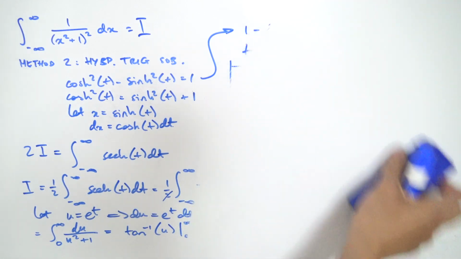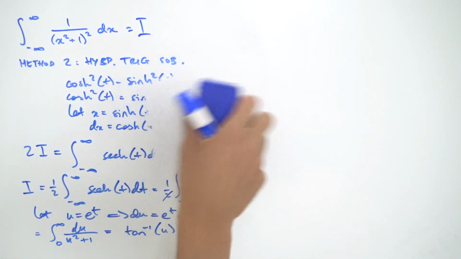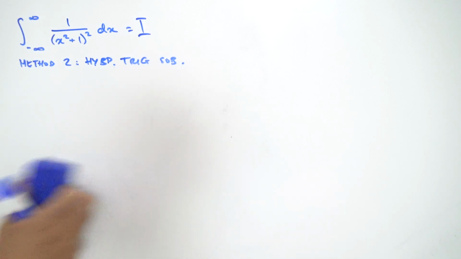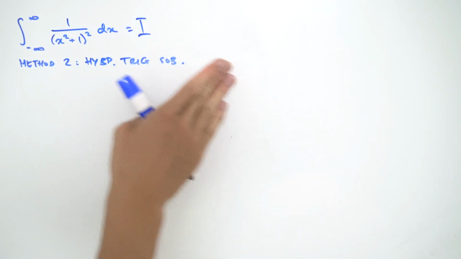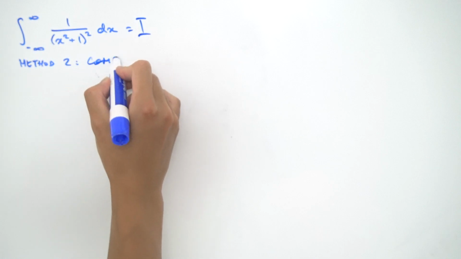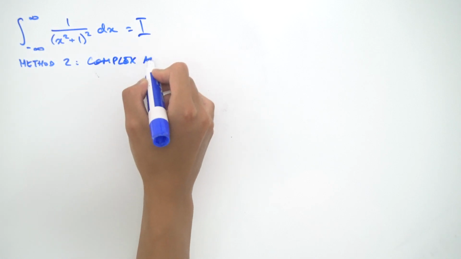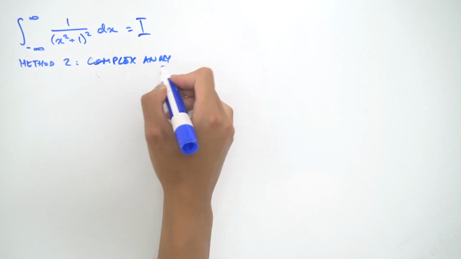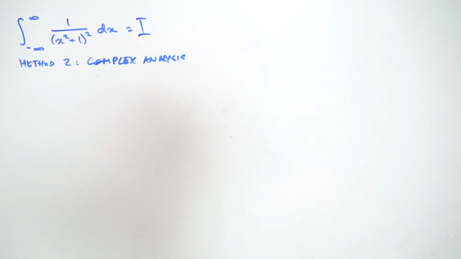So the next method, and final method we're going to be taking a look at, saving the best method for last, is going to be complex analysis, my favorite method. So complex analysis. That's not how you spell analysis, but whatever. So method number 3 is complex analysis. How do we solve these integrals using complex analysis? Well, if you watch a lot of my videos, you probably already know what to do.